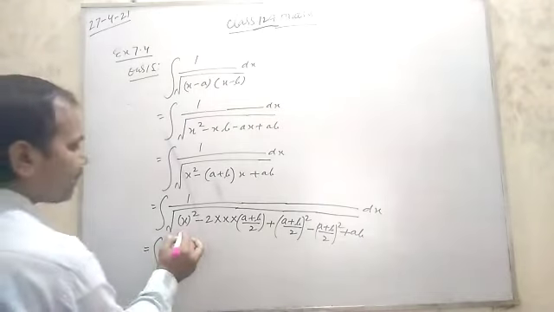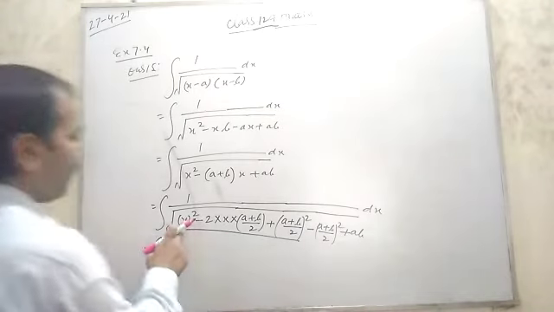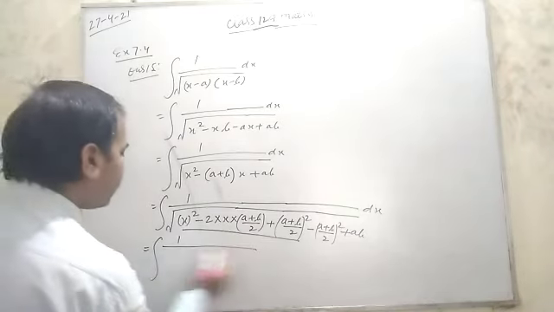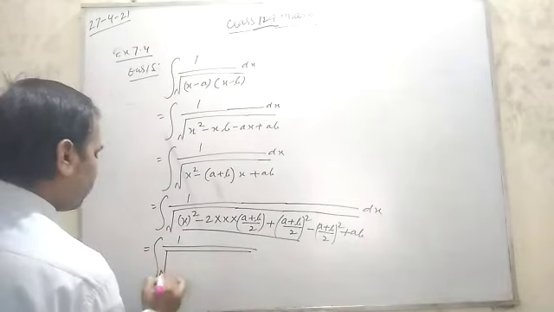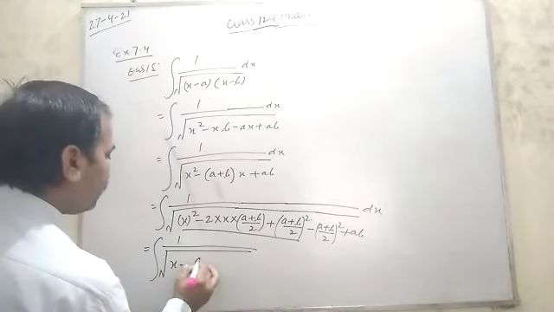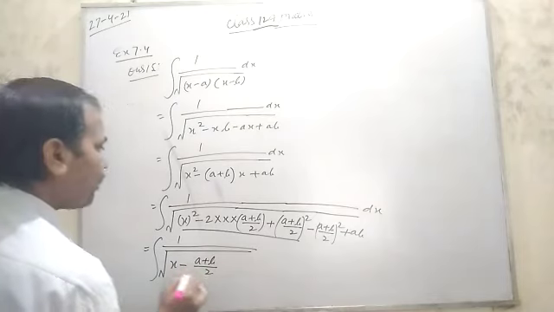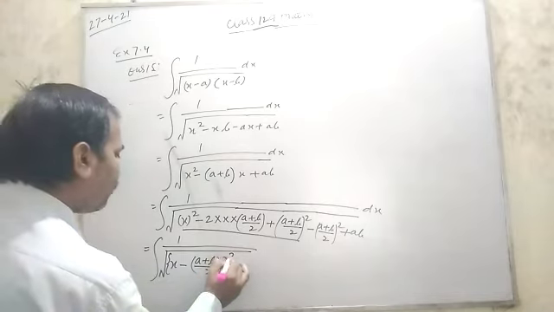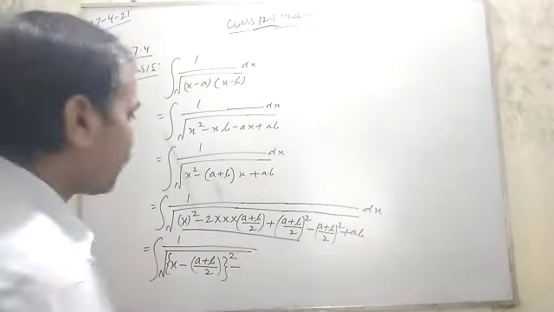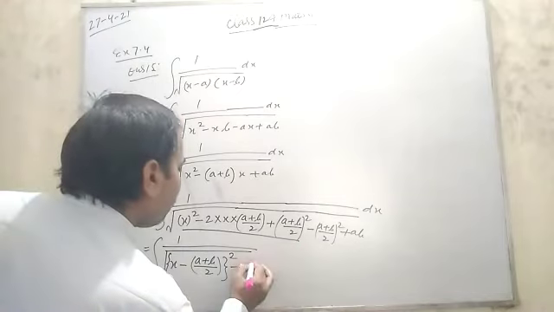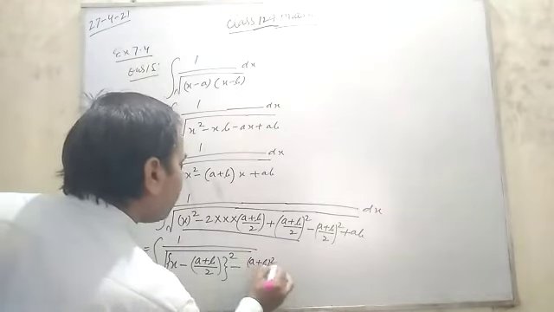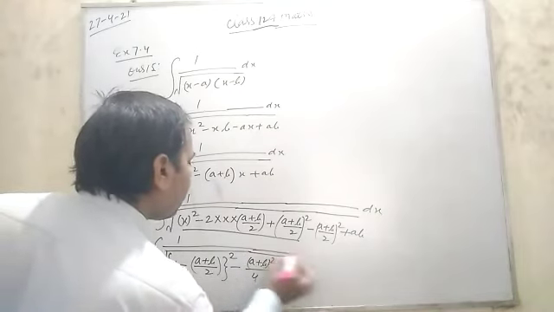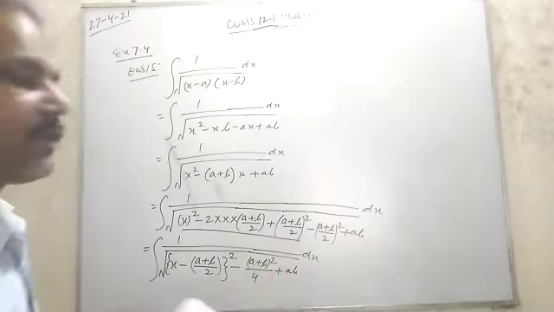So now in place of this a square minus 2ab plus b square, in place of that you can write (a minus b) whole square. So (a minus b) whole square minus this simplified, so minus (a plus b) whole square upon 4 plus ab. Okay, so take LCM and simplify.